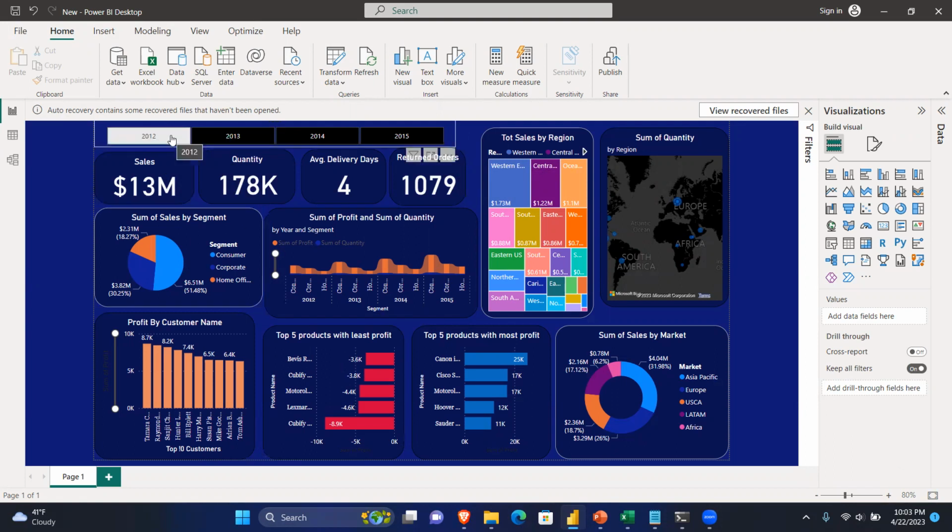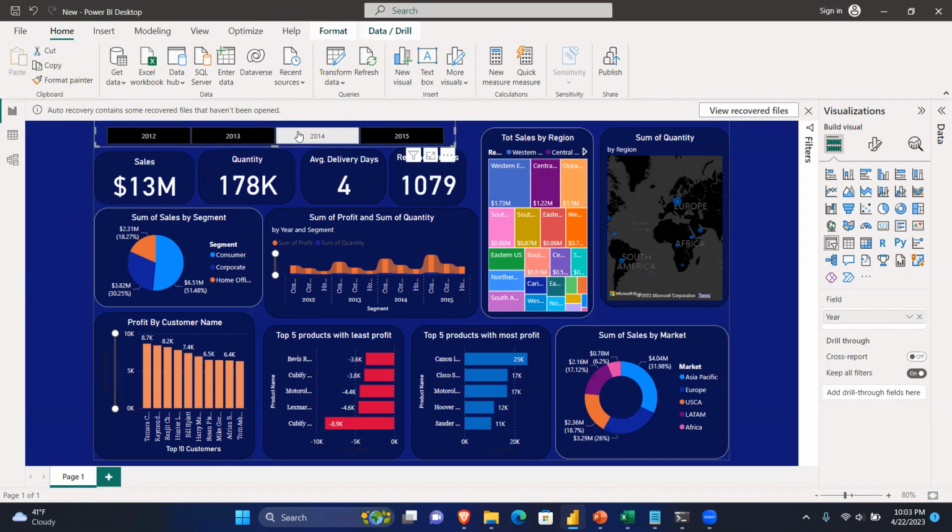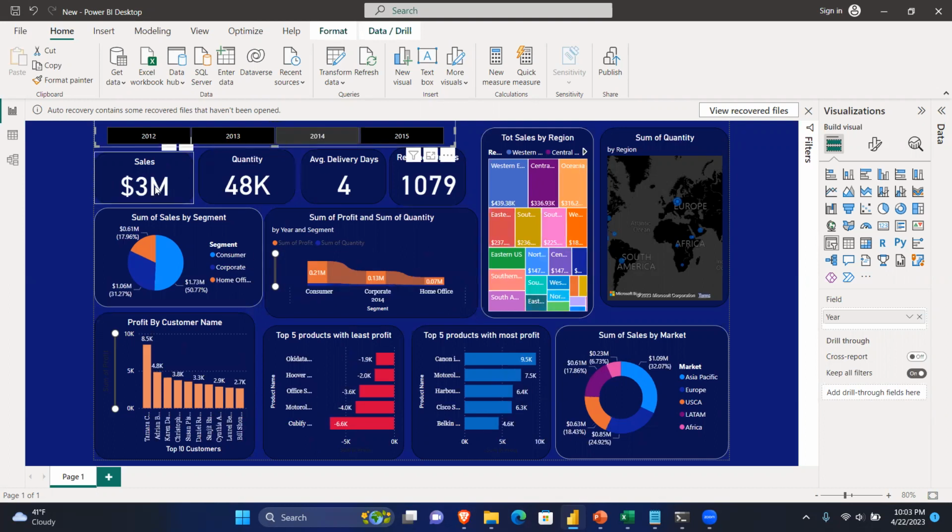Let me show you one thing. We have the data from the year 2012 to 2015. Suppose I want to only see the data for the year 2014, so I select 2014, and the rest of the data changes when I select the year tab right here. For the year 2014, we can see the sum of sales is $3 million. The quantity sold is 48,000. The average delivery time is 4 days. And the sum of return orders is 1079.